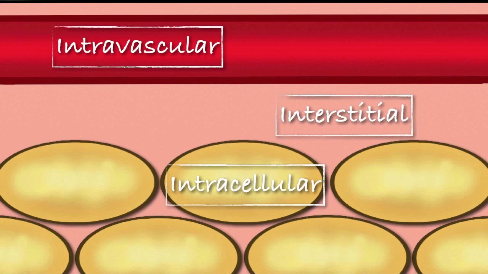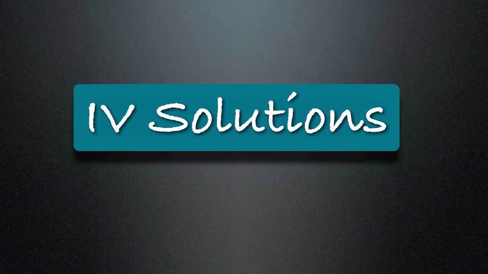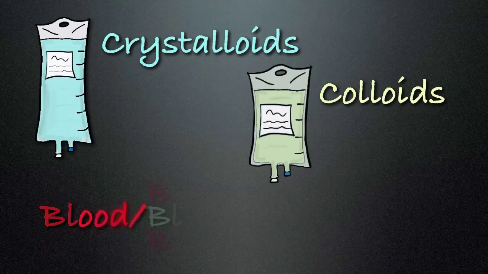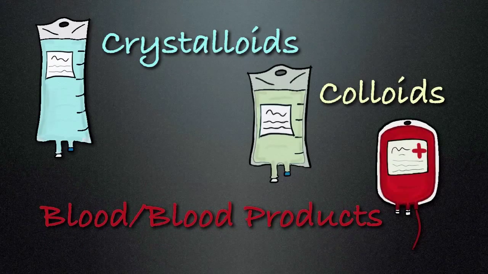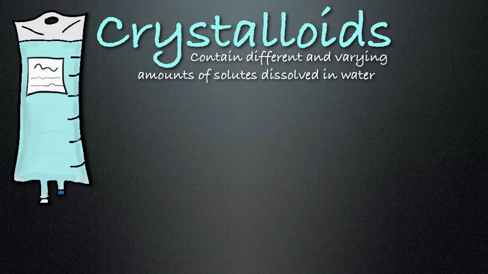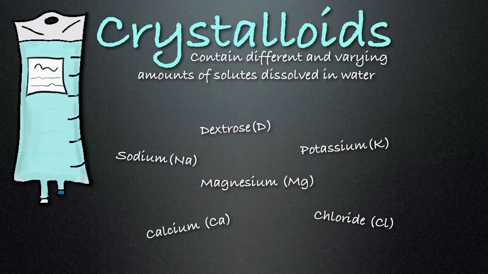Now that we've covered these terms, let's move on to talk about different types of IV solutions and how they are classified. IV solutions applicable to midwifery can be broken down into three main categories: crystalloids, colloids, and blood or blood products. There are a wide variety of crystalloid solutions which contain different and varying amounts of solutes dissolved in water. Common solutes include things like dextrose, a simple sugar, and electrolytes like sodium, potassium, magnesium, chloride, and calcium.